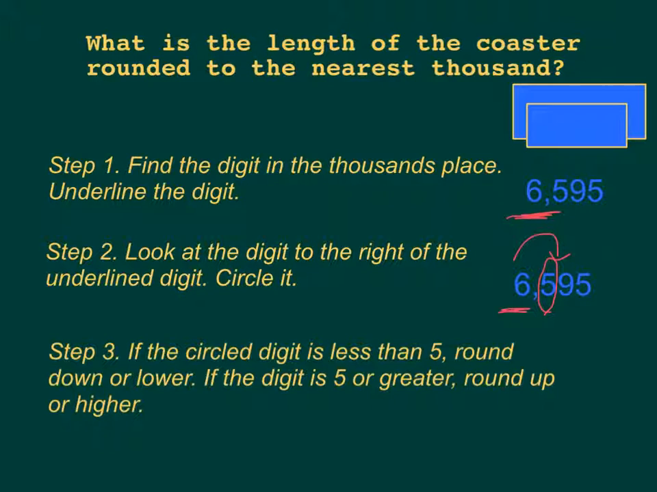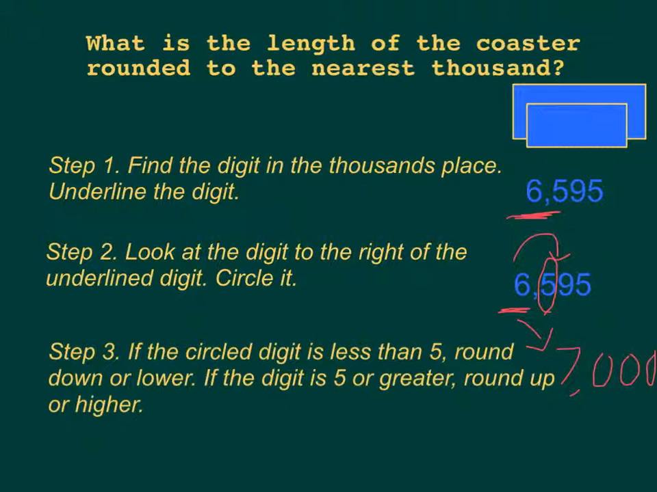So we circled it. If the circled digit is less than 5, we're going to round down or go lower. If the digit is 5 or greater, we're going to round up or go higher. So let's take a look right here at the 5, and that is 5 or greater, so we're going to round up. What that means is that 6 needs to become a 7 because we're rounding up. We add 1. The rest of the digits need to become zeros. So we end up with 7,000.